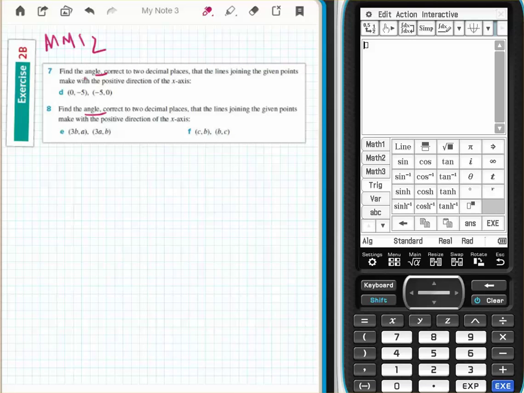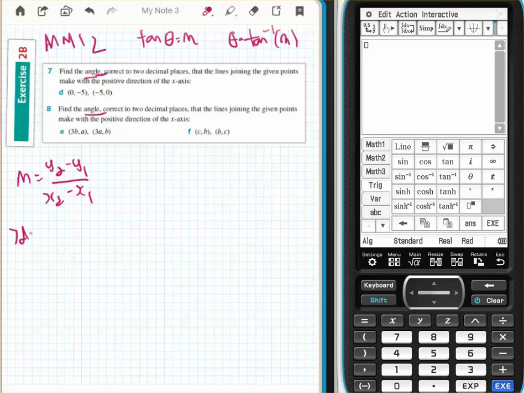Now the angle, I'm going to use the idea that the tangent of the angle is equal to the gradient. Therefore the angle is equal to the inverse tangent of the gradient. And I'm going to use the rule gradient equals y2 minus y1 over x2 minus x1 to find the gradient.